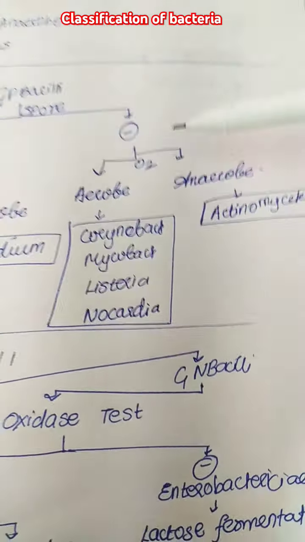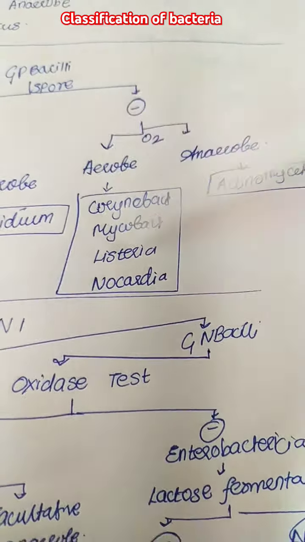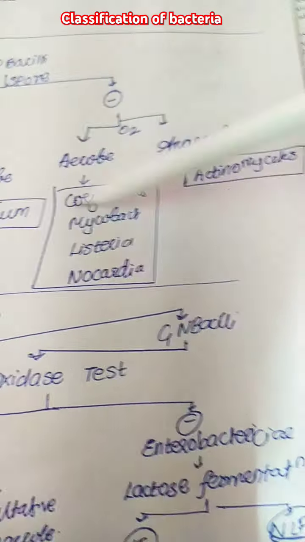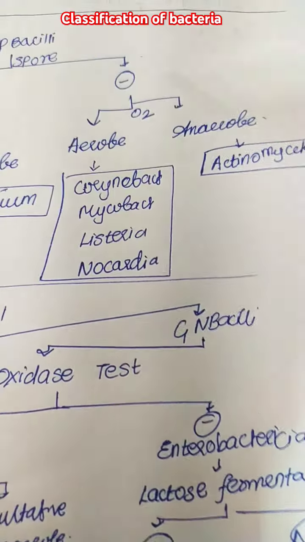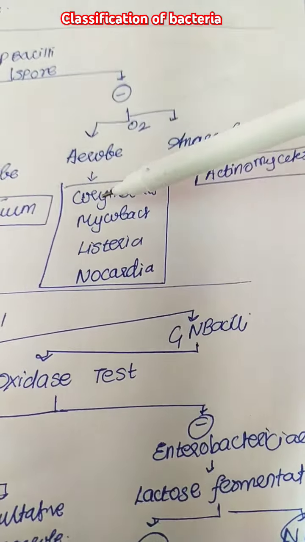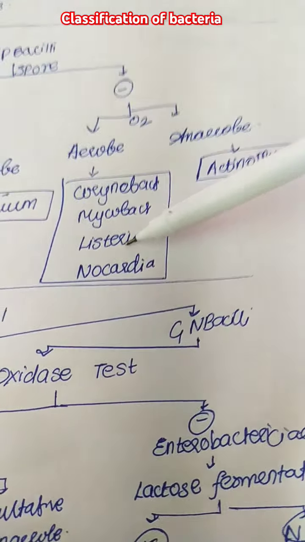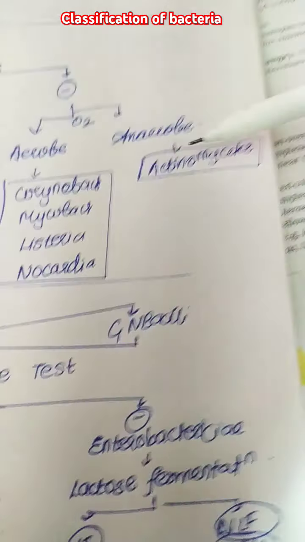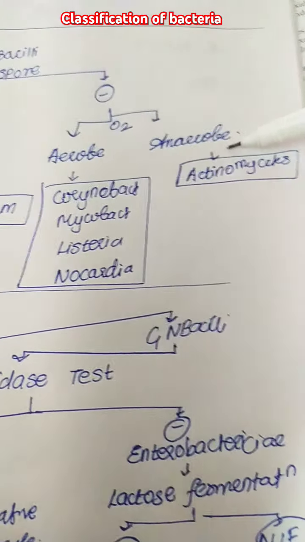Now let's talk about the non-spore forming bacillus, gram-positive bacillus. If they are non-spore forming, they can be further divided into aerobic non-spore forming and anaerobic non-spore forming. Aerobic non-spore forming are Corynebacterium, Mycobacterium, Listeria and Nocardia. Anaerobic: Actinomycetes. Actinomycetes do not form any spores and it is anaerobic also.